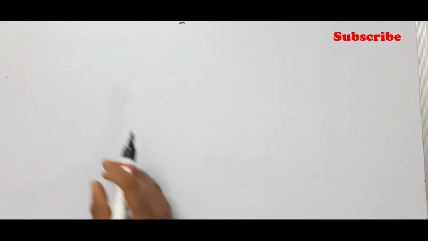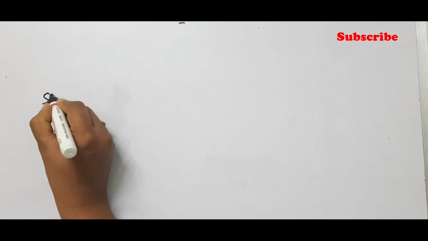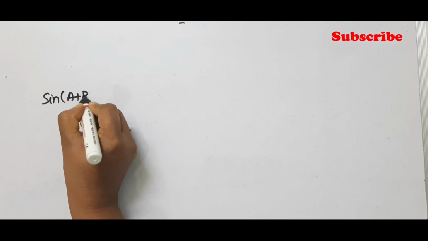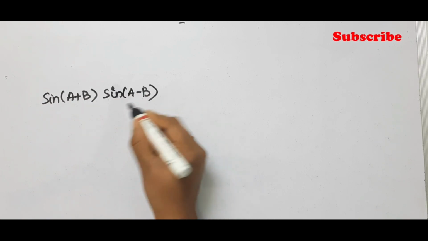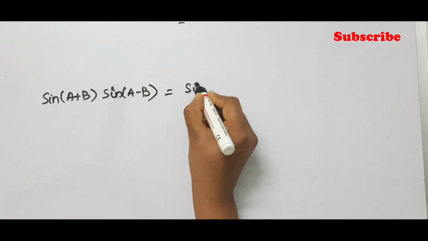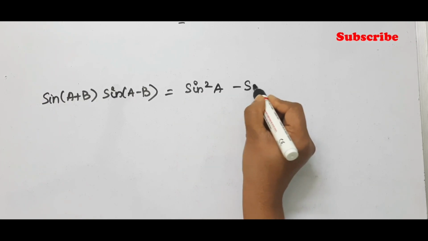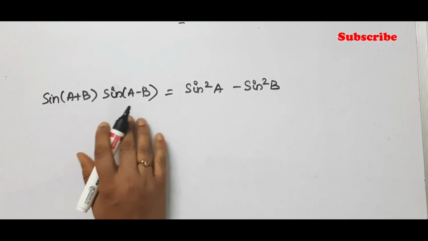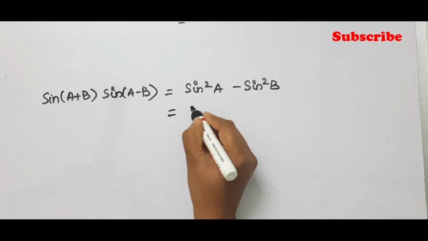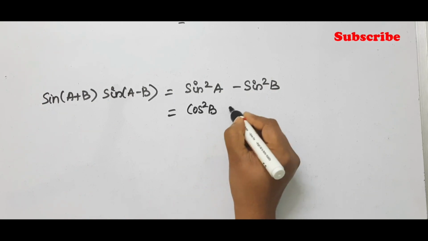Before going into the next problem, I want to teach you 2 formulas which will be useful for your competitive exams in solving problems on trigonometric functions. Okay, whenever you see sine of a plus b into sine of a minus b, this can be expressed as sine square a minus sine square b. Similarly, sine of a plus b into sine of a minus b in terms of cos can be written as cos square b minus cos square a.